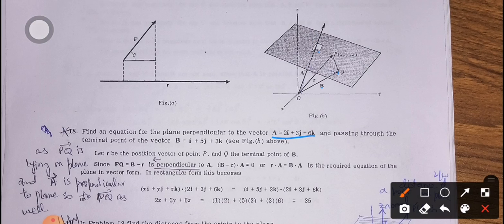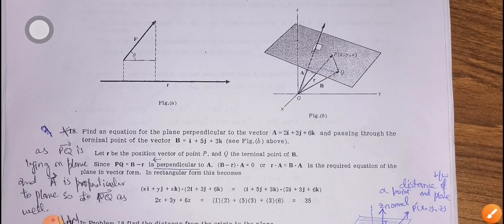So if the plane is passing through this point, then this point is lying on the plane. We take an arbitrary point P(x, y) on the plane, and we join this point P with the point Q. Obviously, if the points P and Q are both on this plane, then the vector PQ will also lie on the same plane. Here we can define a head-to-tail rule: vector R plus vector PQ is equal to vector B, that is, vector PQ is equal to B minus R.